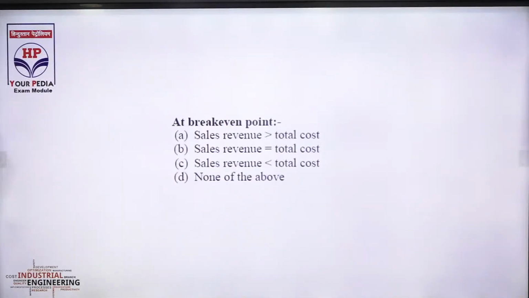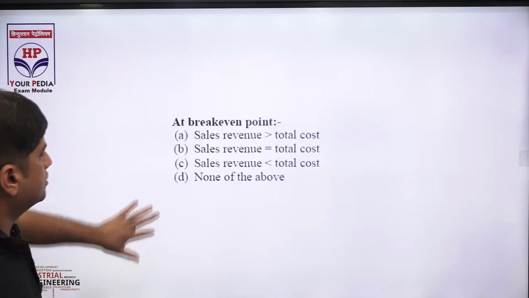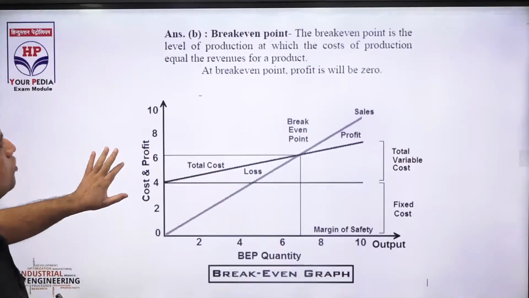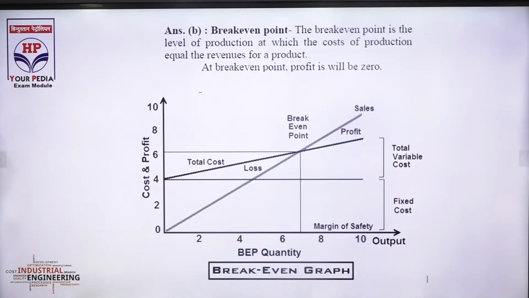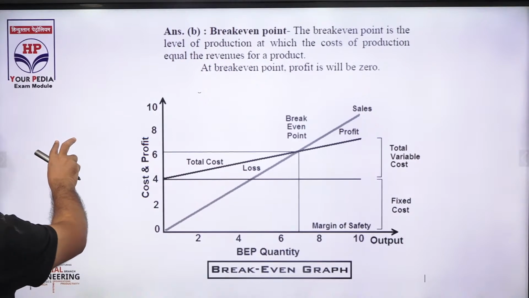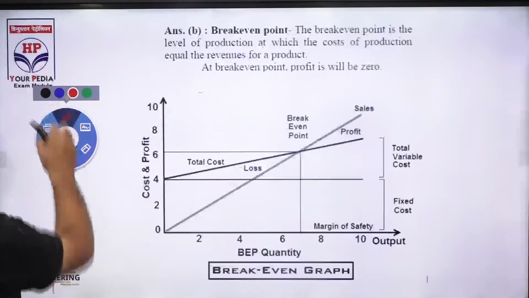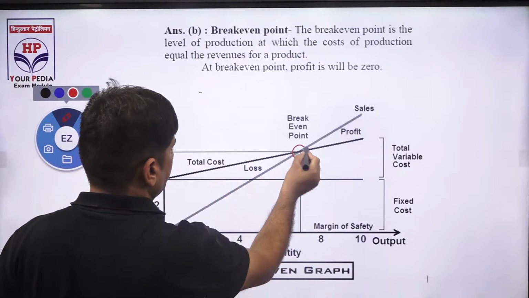Next question is related to break even point. How do you define break even? What do you mean by break even? What do you understand by break even point? A, B, C, D, go ahead. Okay, sales revenue is equal to total cost. That looks like the right answer. Break even point is that point where there is neither a profit nor a loss. Neither profit, no loss. That is called break even point.